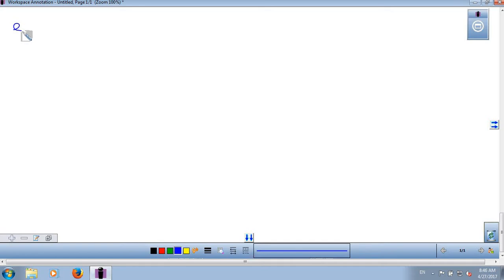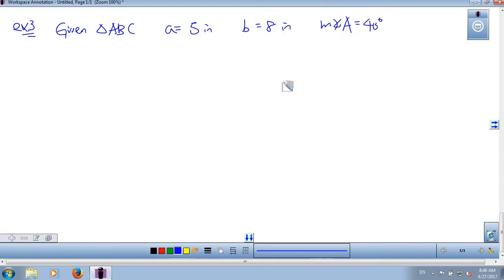Now let's do one more example here. Given triangle ABC, let's say side A is 5 inches, side B is equal to 8 inches, and the measurement of angle A is equal to 40 degrees. Let's check. The measurement of angle A, according to our table, is less than 90 degrees, so it's acute. And so we have to compare a to b. Now a is less than b, that's great.